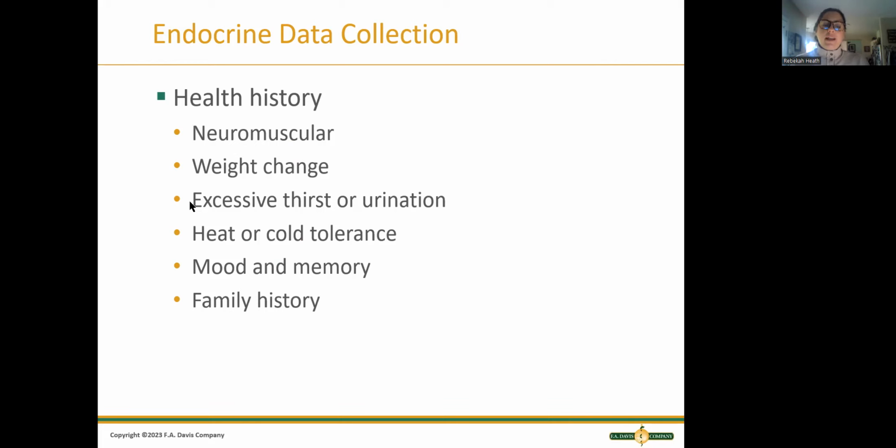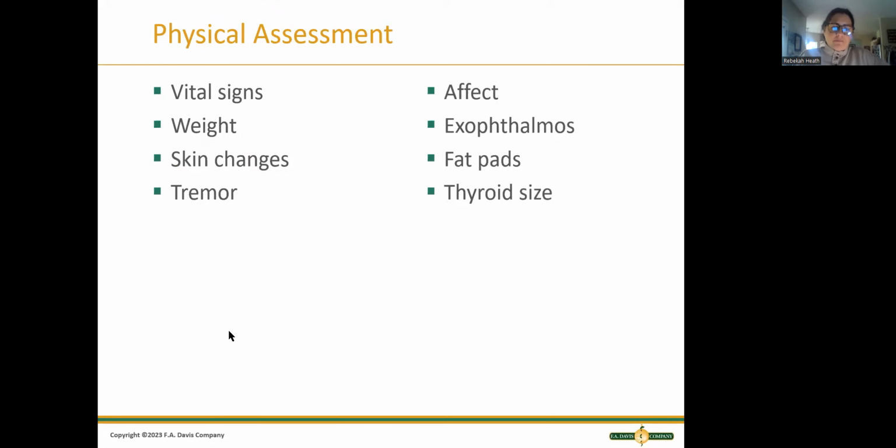We want to look at excessive thirst or urination, heat or cold tolerance or intolerance, right? They just say, I can't handle the cold, it just affects me too much, or they just can't handle the heat. Mood and memory, as well as what is their family history? Is there any family history in their life of somebody that has an endocrine disorder?